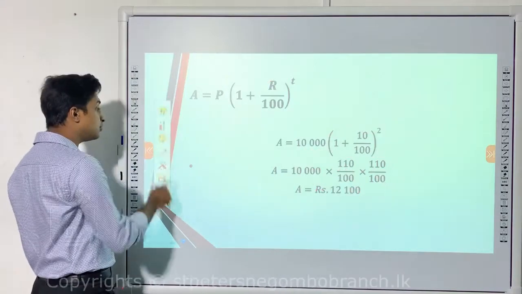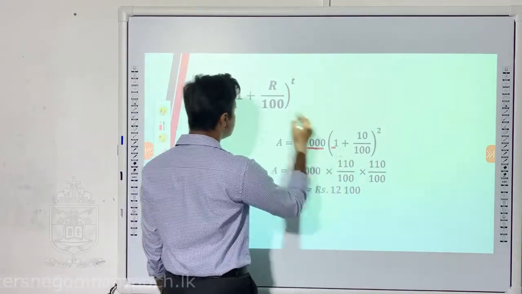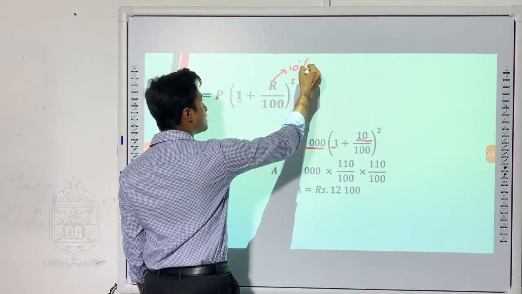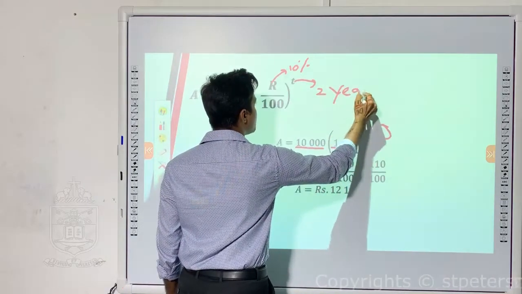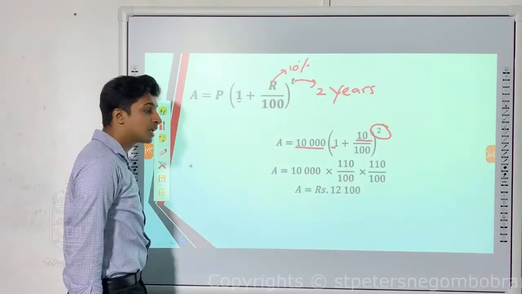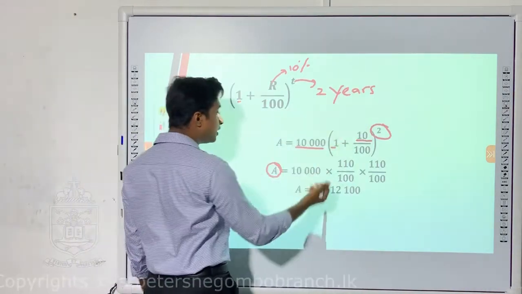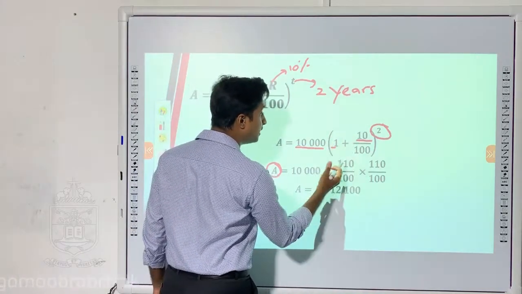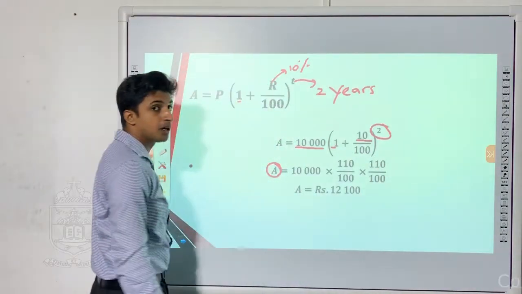Let me go through the formula again. The principal amount is 10,000, 1 is the one here, 10 is the rate they have given, that is 10%. This 2 is given as the 2 years time, that is why I have mentioned 2 there. Then A, the total amount you have to pay within 2 years, is equal to 10,000 into, 100 times 1 is 100 plus 10 is 110. You have to square it, so 110 over 100 into 110 over 100.